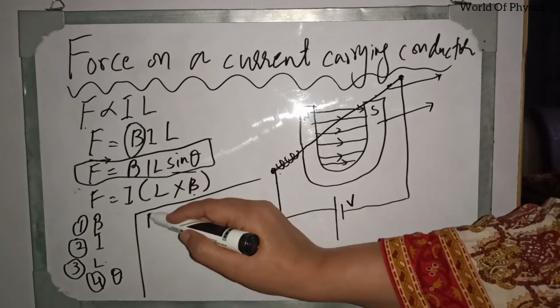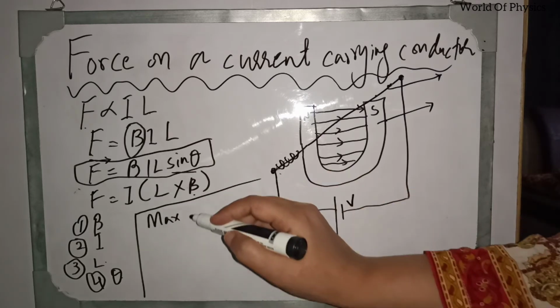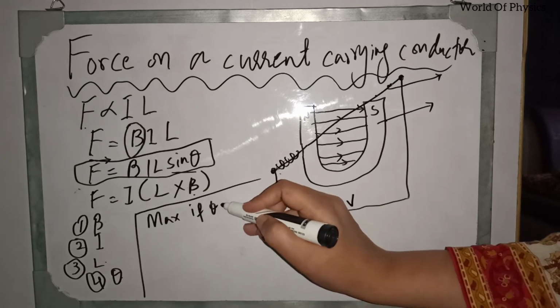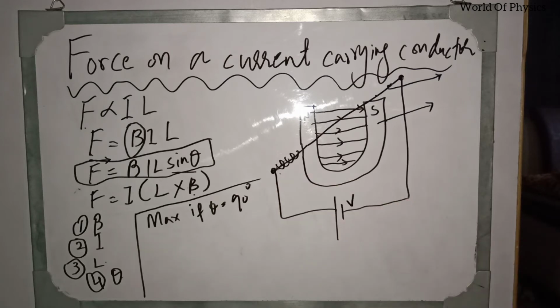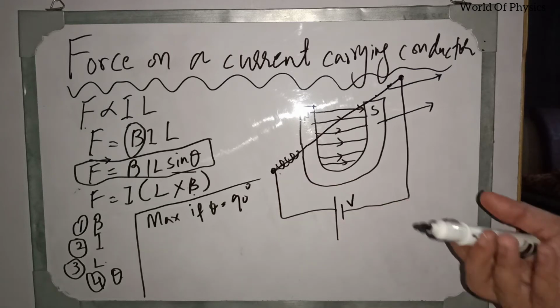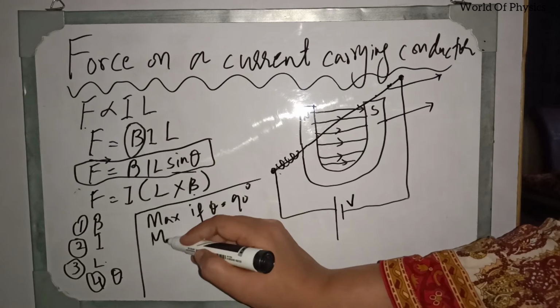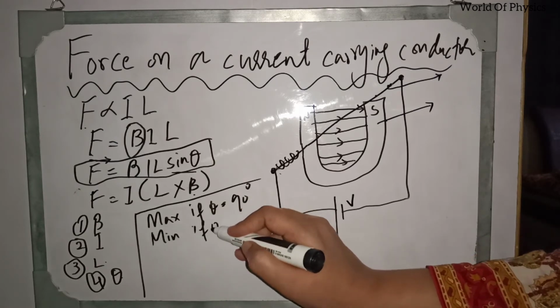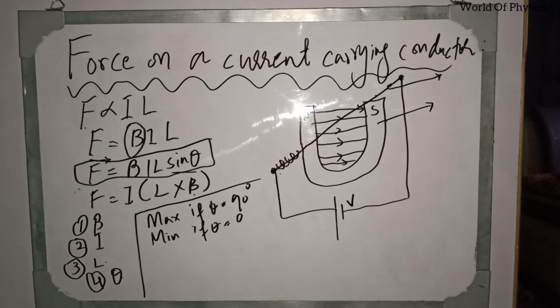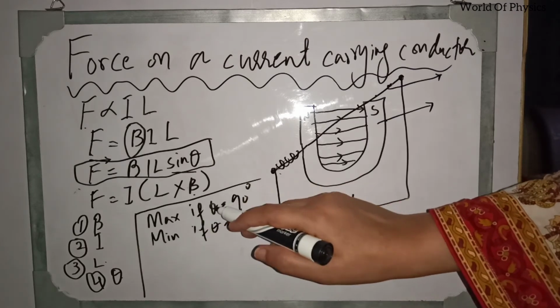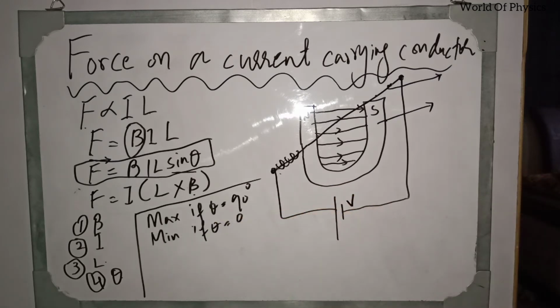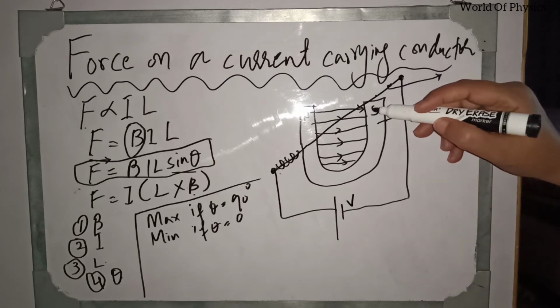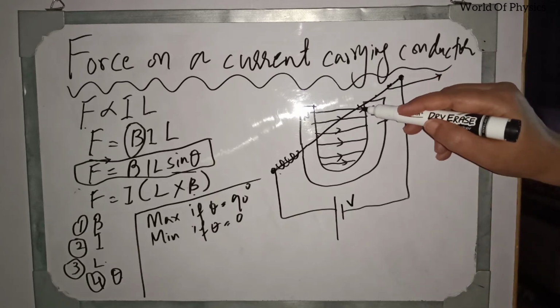So this force is maximum if theta is equal to 90 degree, because sin 90 is equal to 1. And this force is minimum if theta is equal to 0 degree, because sin 0 is equal to 0. So maximum force will be generated when the wire is placed perpendicular to the magnetic field.